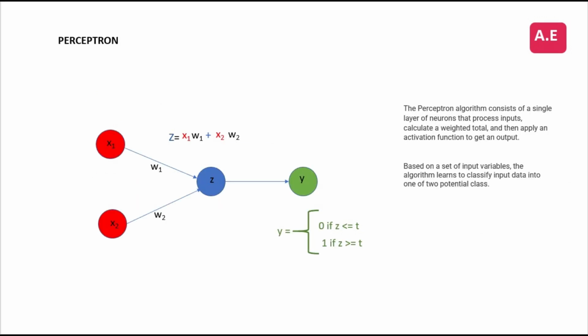The perceptron algorithm consists of a single layer of neurons that process inputs, calculate a weighted total, and then apply an activation function to get an output. Based on a set of input variables, the algorithm learns to classify input data into one of two potential classes.